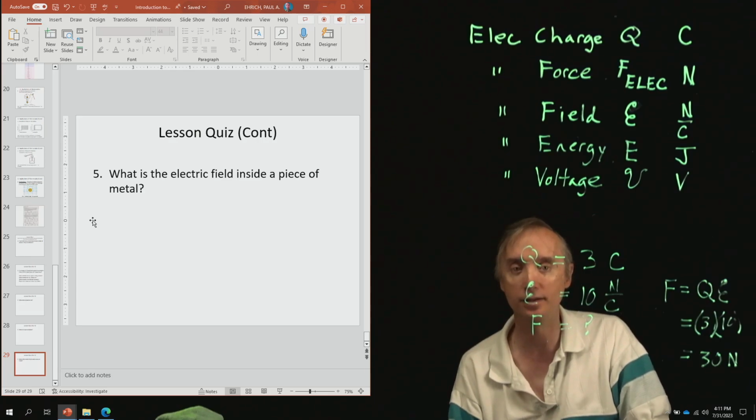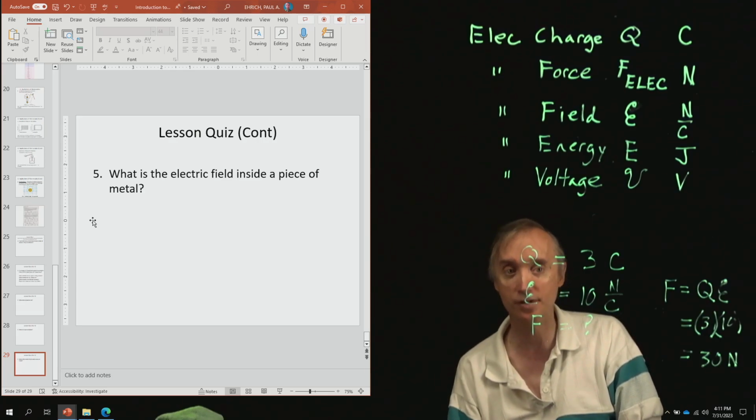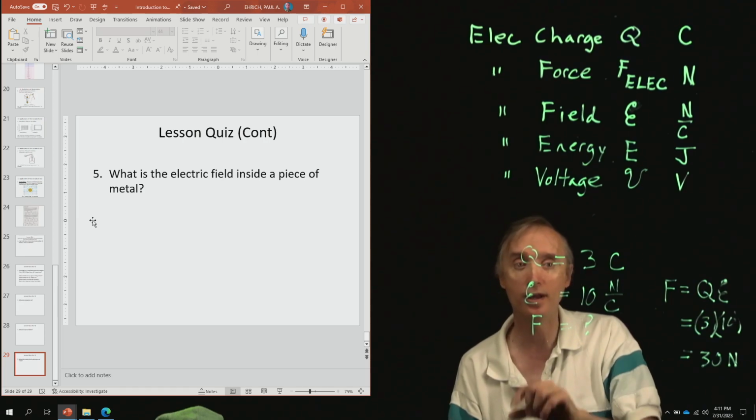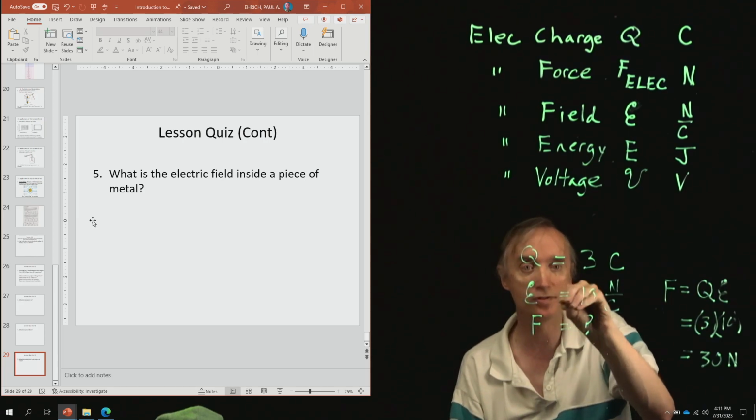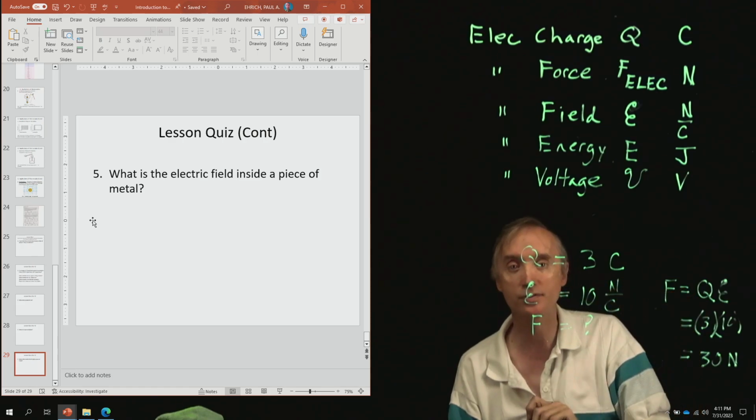All right, so that is our lesson on electrostatics. In our next lesson, we're going to talk about what happens when we take electrical charges and they begin to move. That's going to make an electrical current. So we'll learn all about those in our next lesson.